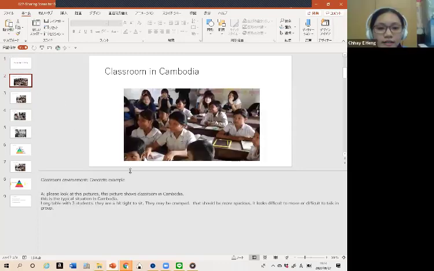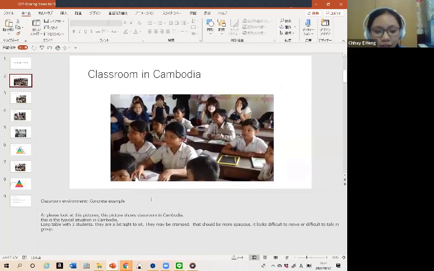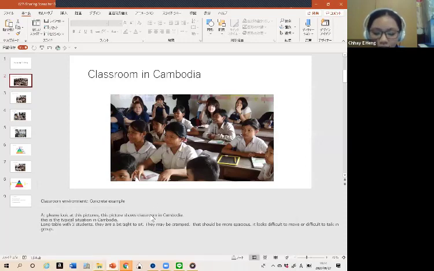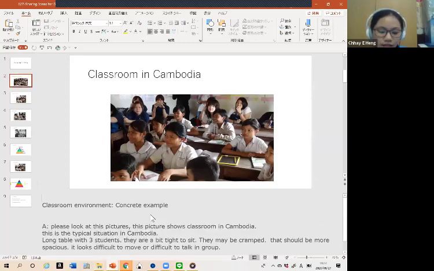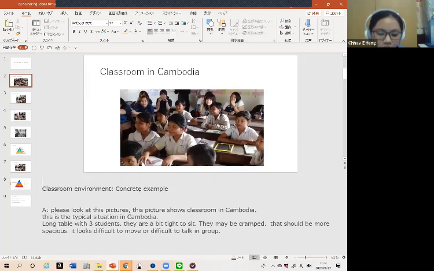Please look at this picture. This picture shows a classroom in Cambodia. This is the typical situation in Cambodia. A long table with three students. They are a bit tight to sit. They may be cramped. That should be more spacious. It looks difficult to move or difficult to talk in a group.